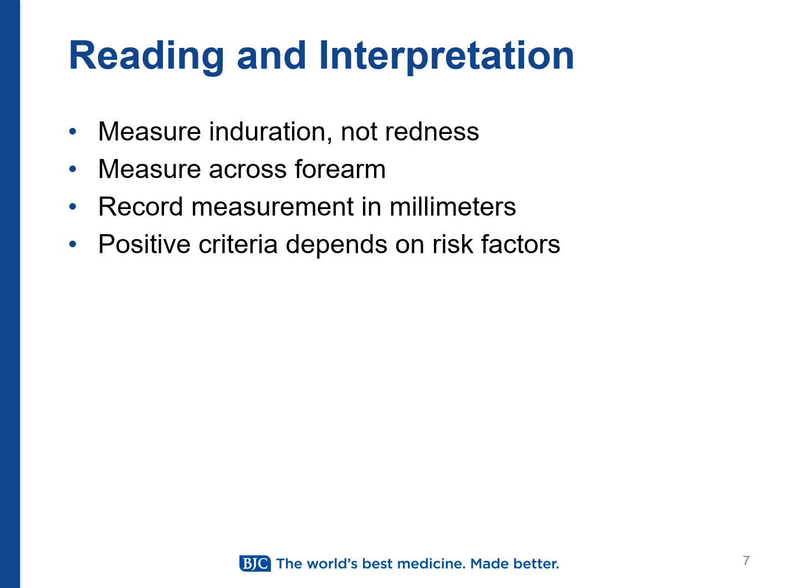When reading the test, we only measure induration, and that's the firm, hard, raised area under the skin. We do not measure the redness. We're going to use a flexible ruler and measure across the forearm, perpendicular to the forearm's length. You're going to record the size in millimeters and not just as a positive or a negative. Whether the results count as positive depends on patient risk factors.